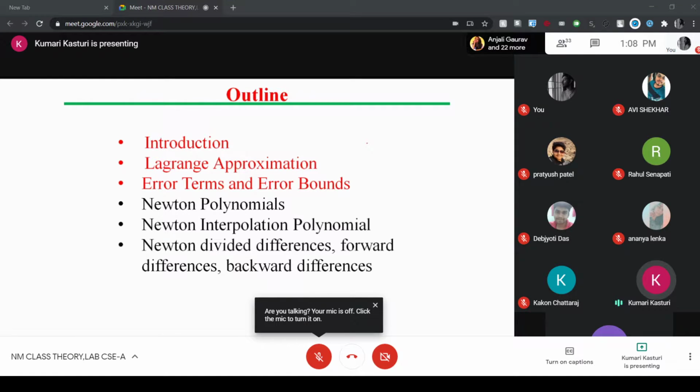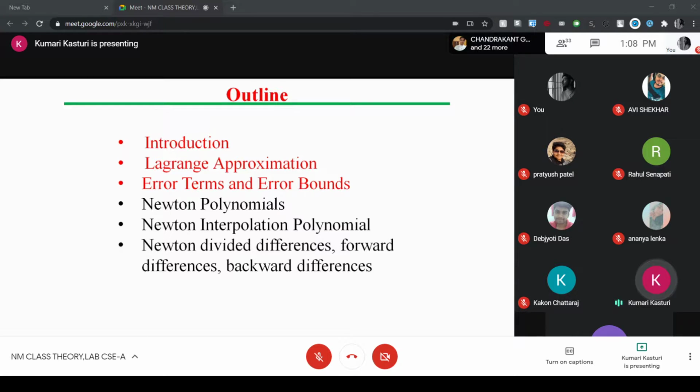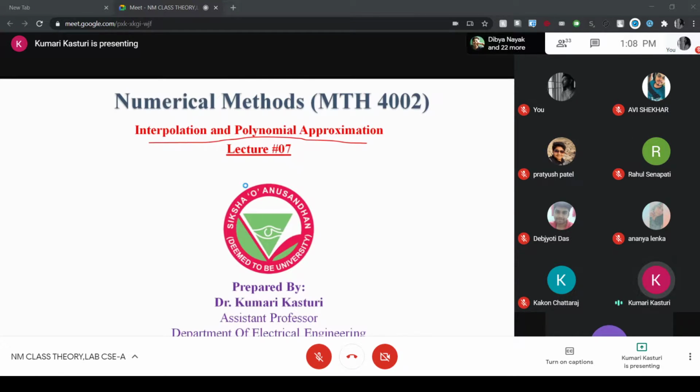So interpolation and polynomial approximation. Here we will discuss the methods. First of all, we will discuss what is the meaning of interpolation. Then we will discuss how to get the interpolation or approximation polynomial. Actually, interpolation and polynomial approximation means that by using this interpolation method, you have to find one polynomial. That polynomial is the approximation because we are doing numerical methods.